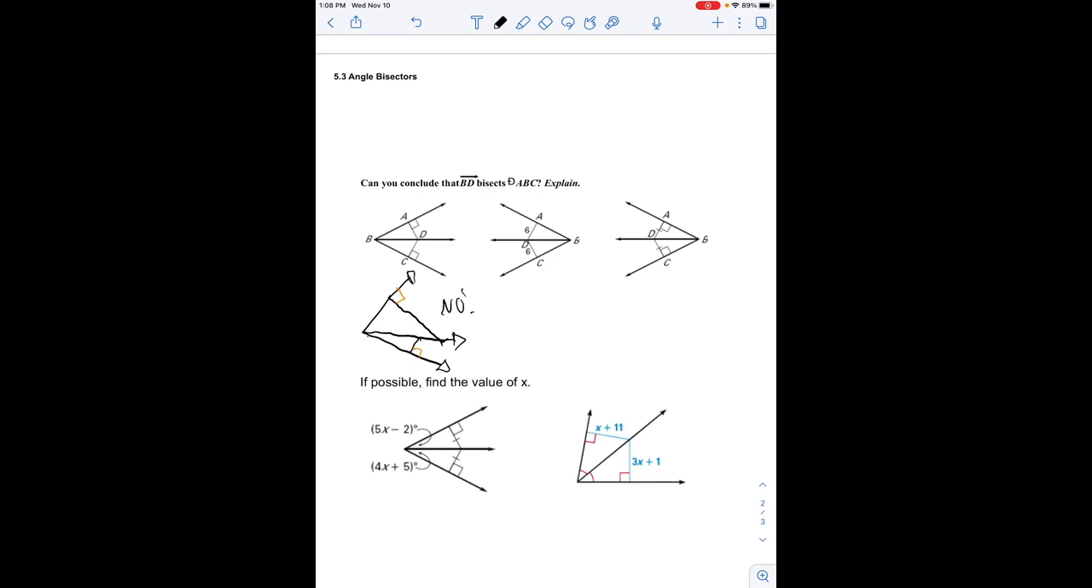Now, I agree, it looks like it. It sure looks like it, but we can't say for certain. Mathematically, we can't prove it because all we have is this. We don't have anything else.